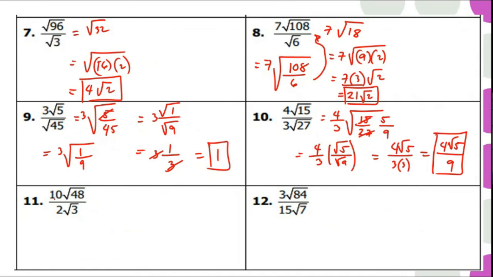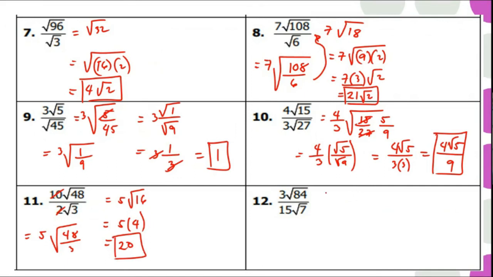For number 11, that is 10 square root of 48 over 2. So 10 divided by 2 is 5. Square root of 48 divided by 3. 48 divided by 3 is 16. So you will have 5 square root of 16. And square root of 16 is 4. So 5 times 4, the answer is 20.